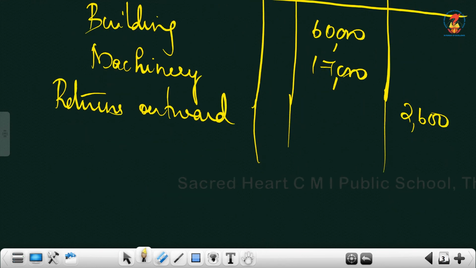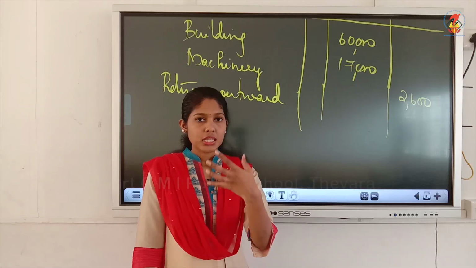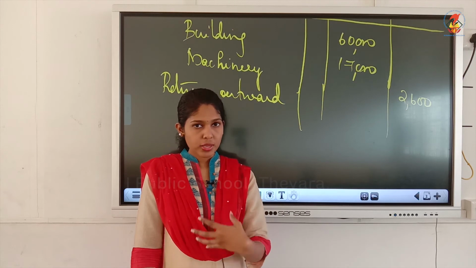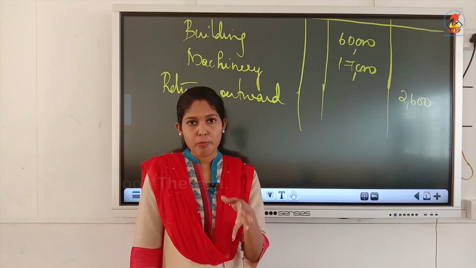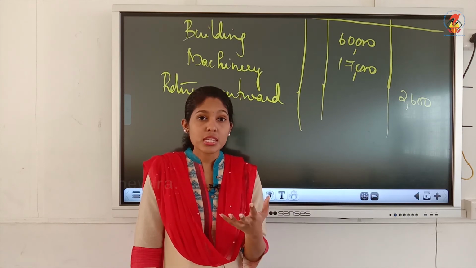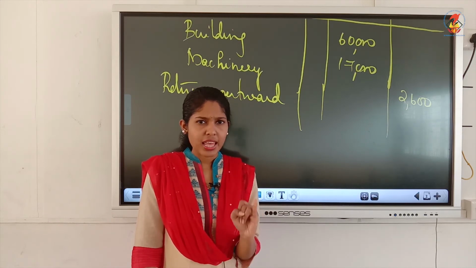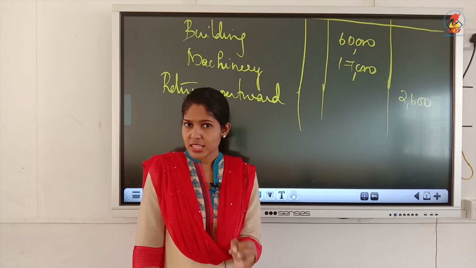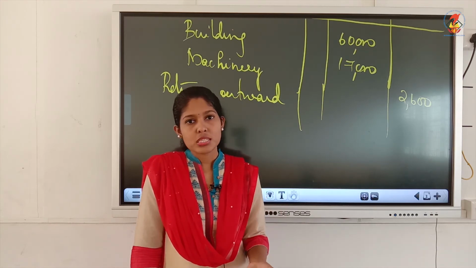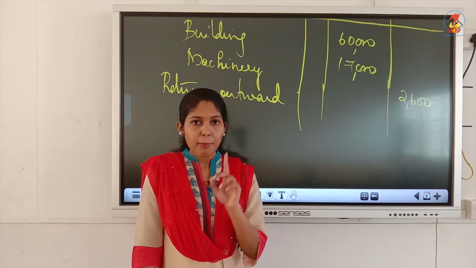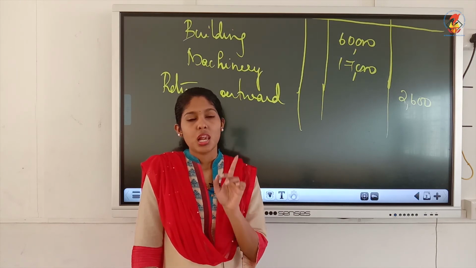Then the next one is bad debts. What do you mean by bad debt? The amount which we cannot recover from debtors is known as bad debts. What is the nature of bad debts? Is it an asset? No. Is it an expense? Expense means the amount that we paid. So, this is not an expense actually. Bad debts nature is loss.